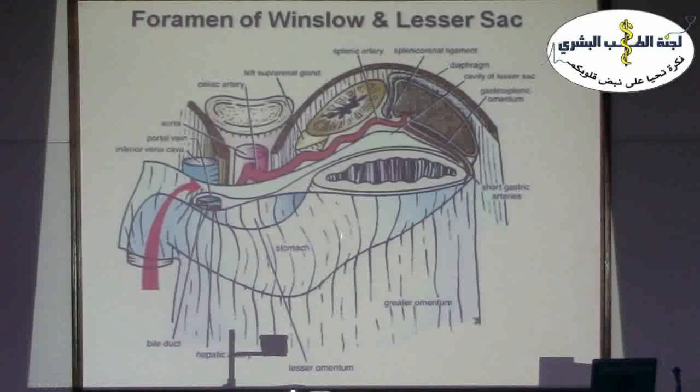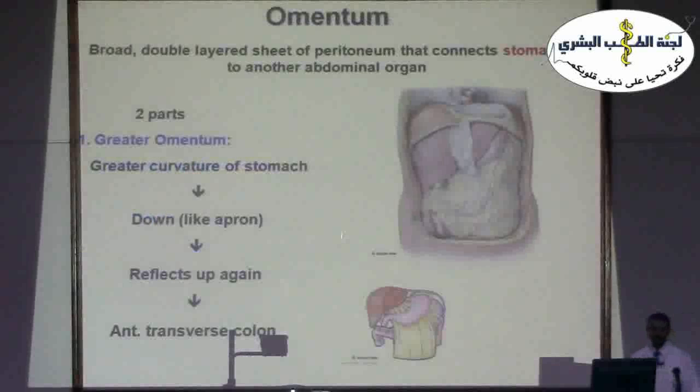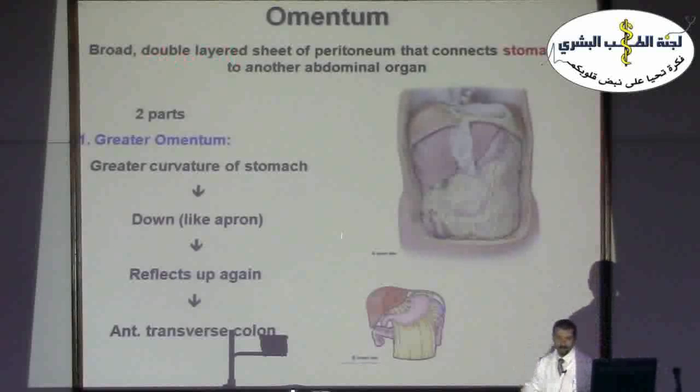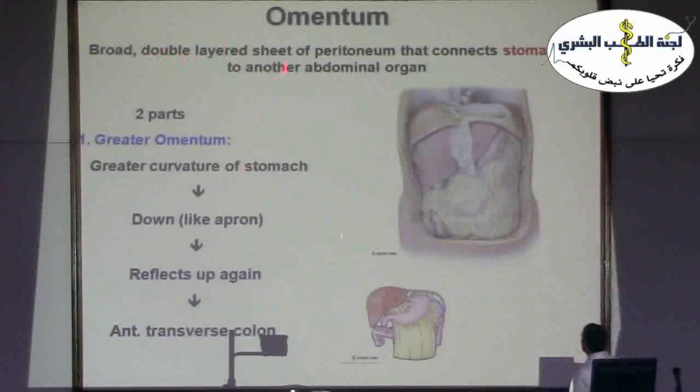Okay? So this is the omentum. And these 2 visceral layers will leave the stomach superiorly at its lesser curvature. We will call them lesser omentum. And the ones that go down from the greater curvature of the stomach, I will call greater omentum. Okay? So what's the omentum? It's a double layer. Always it has to be a double layer of what? Of visceral peritoneum. Okay? A double layer of visceral peritoneum that connects the stomach to another abdominal organ.